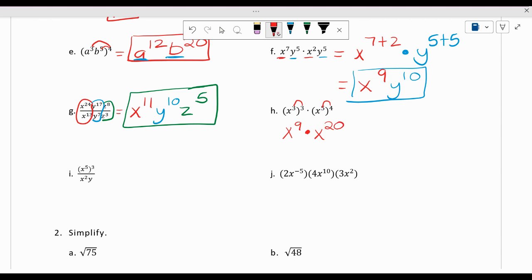Make sure you do not stop here. X to the 9th times x to the 20th, because they have the same base, I can actually add the exponents. So that means my final answer is going to be x to the 29th.